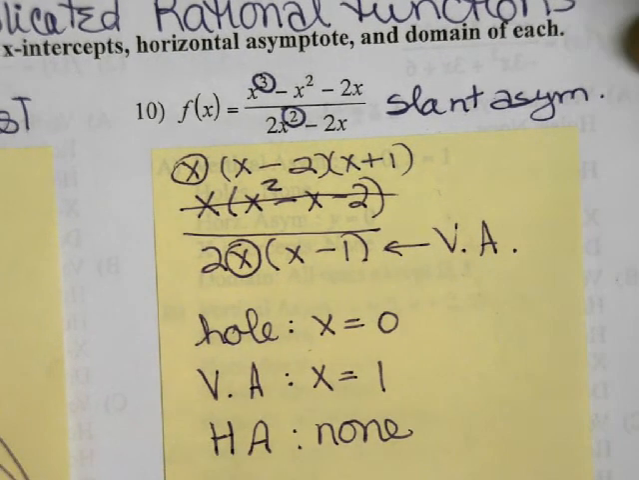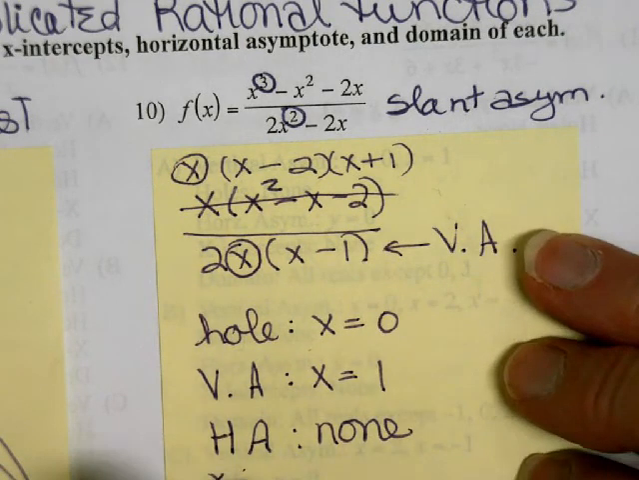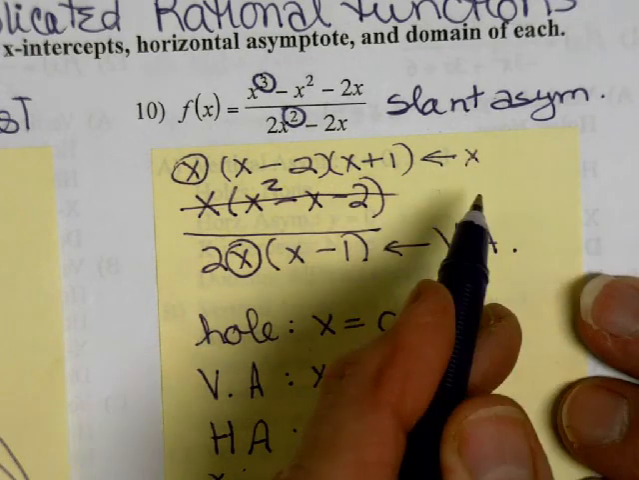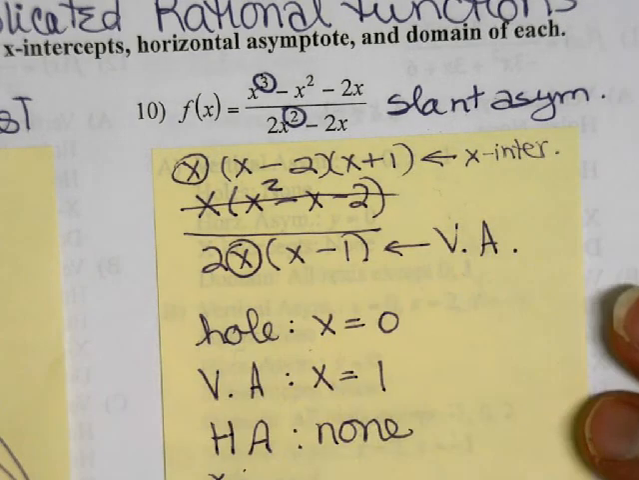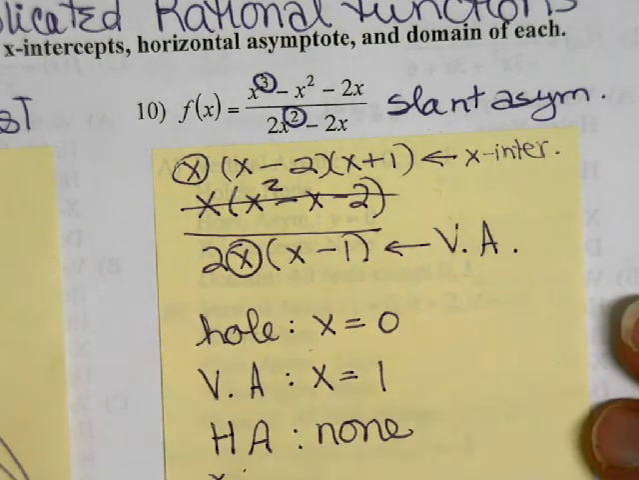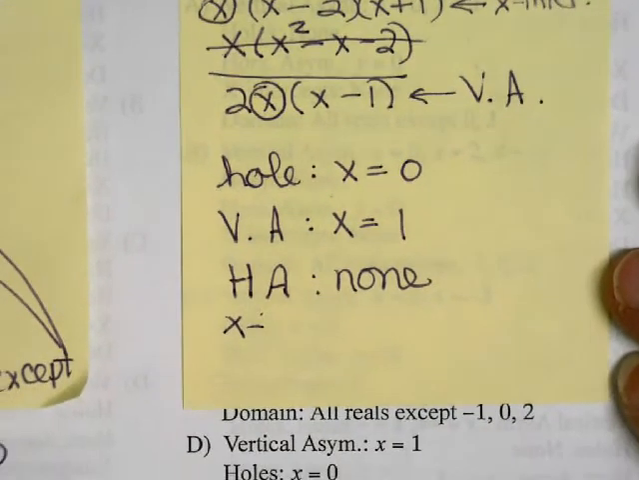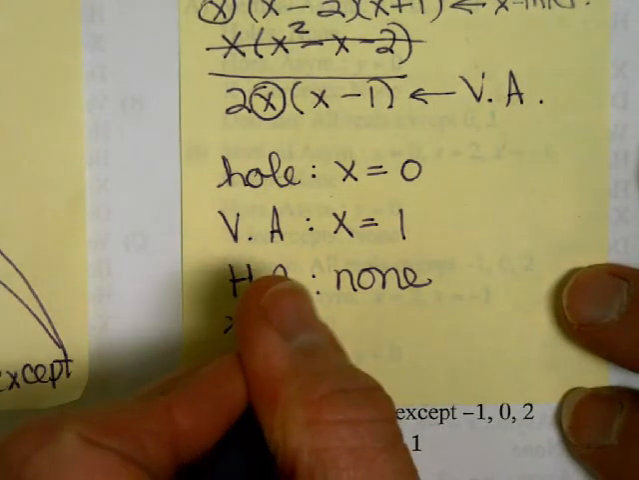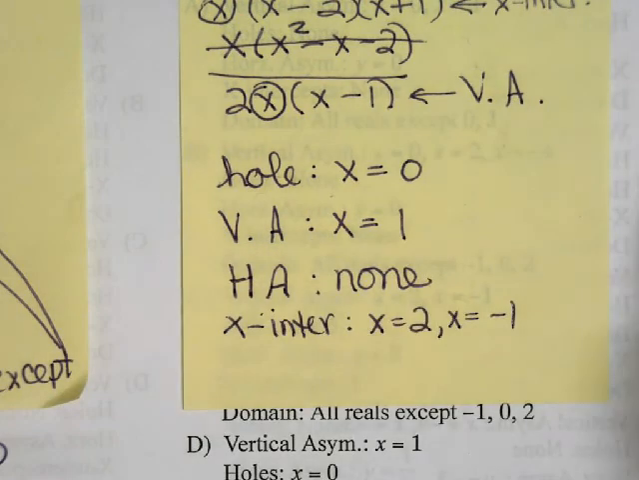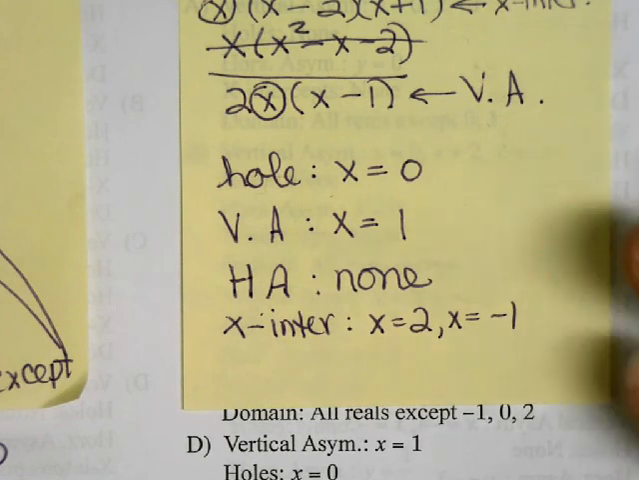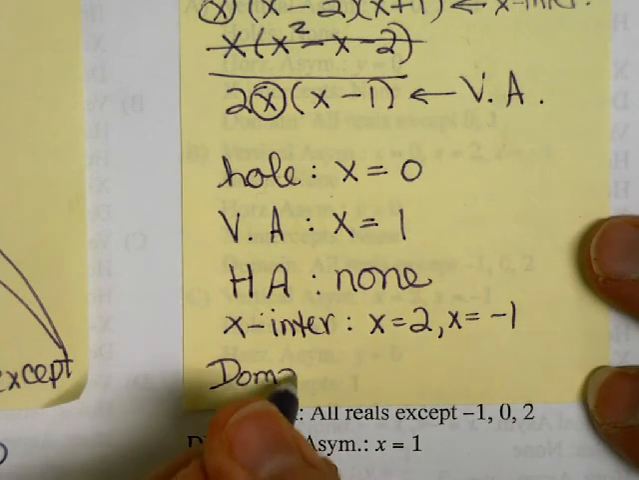Okay, alrighty. Now we've got to do, let's see, with the holes, vertical, horizontal asymptote, got it. X-intercepts. They come from up here. So you take the other 2 factors, and that's where the graph will cross the x-axis. So x equals 2, x equals negative 1. And then the domain, of course, follows with these 2.